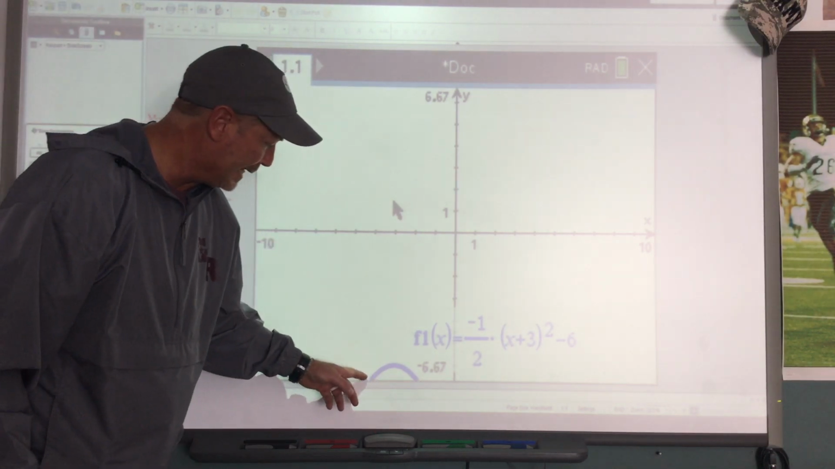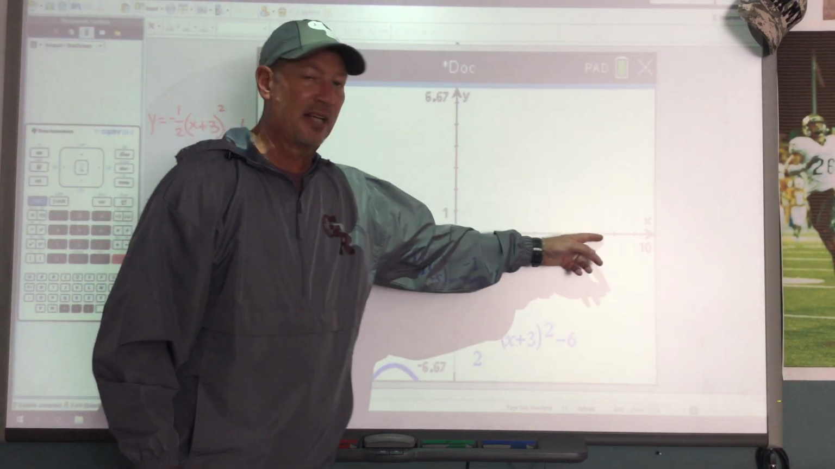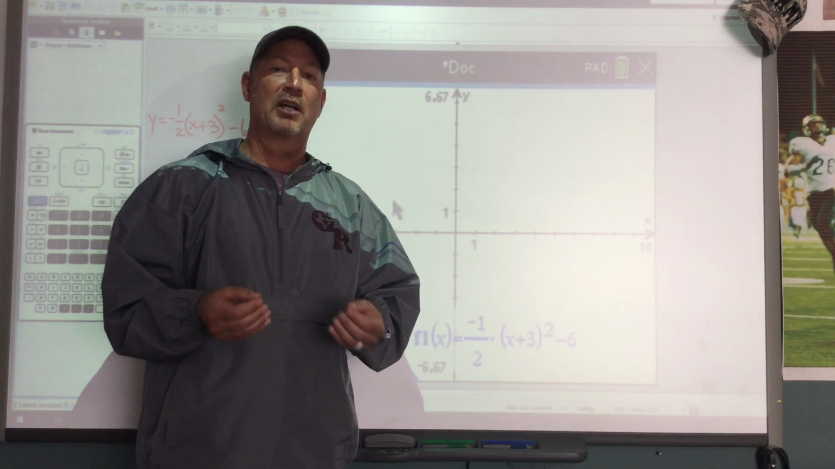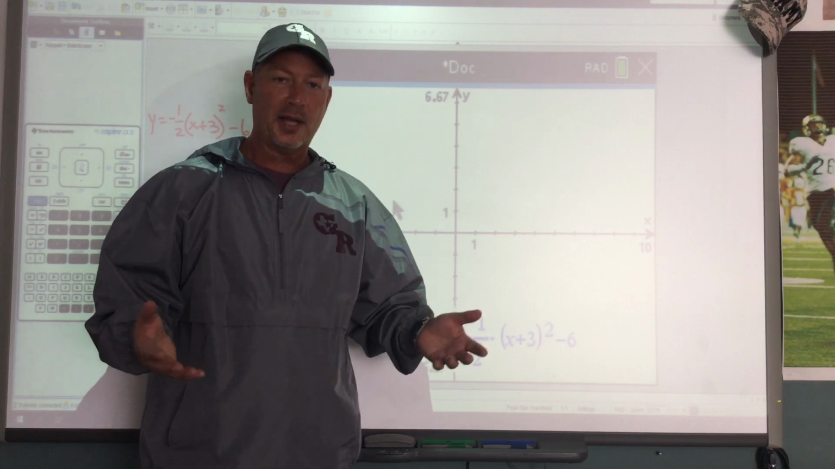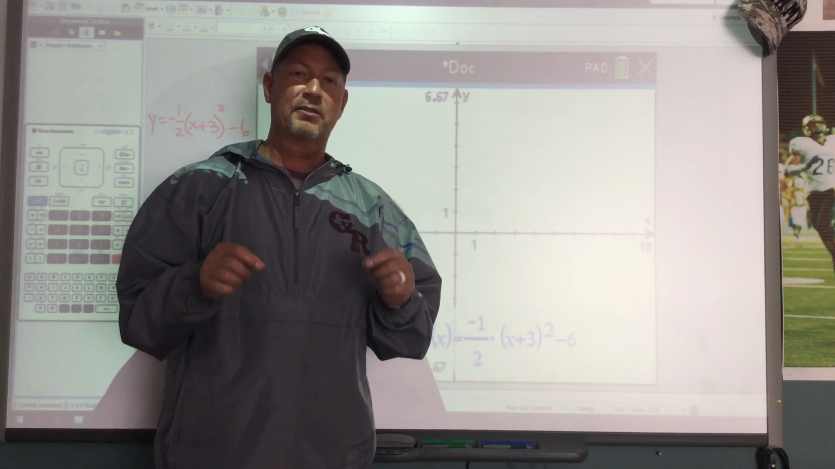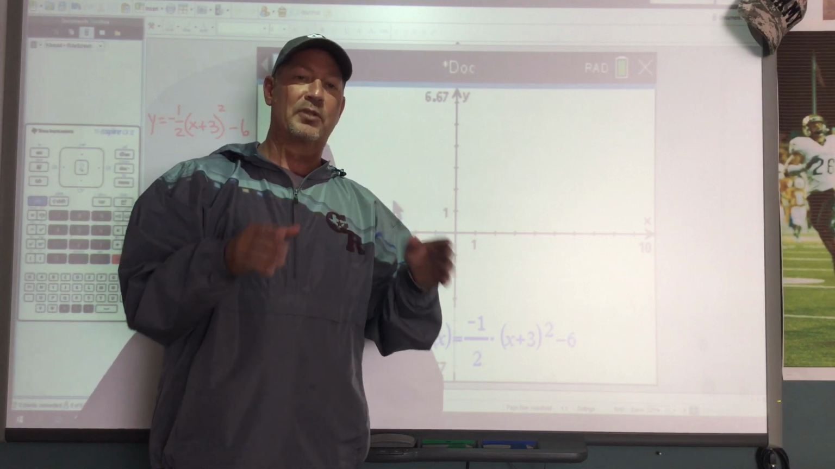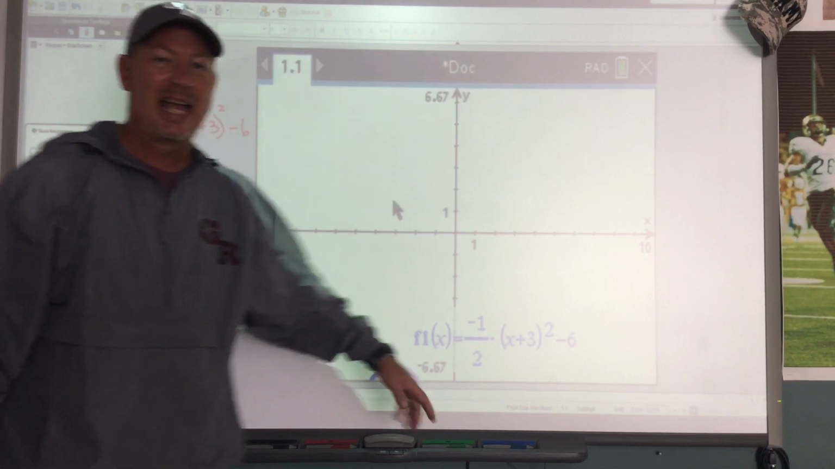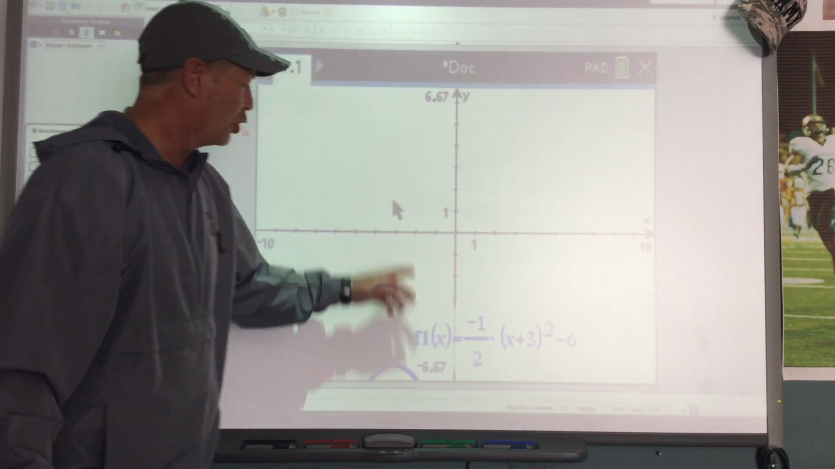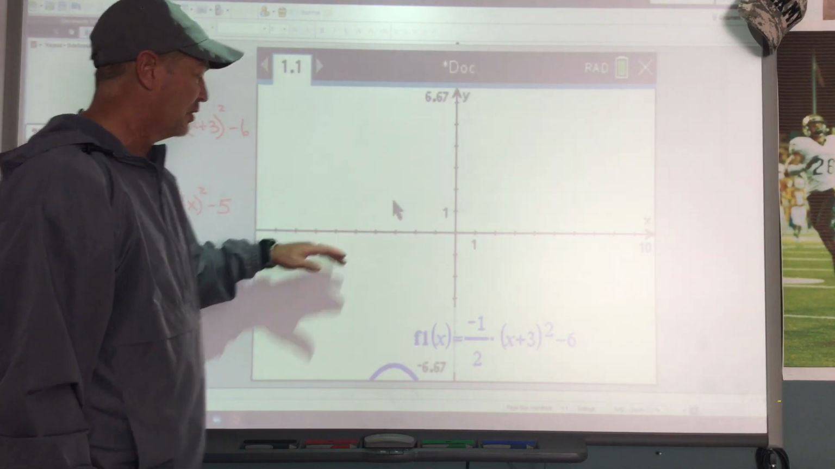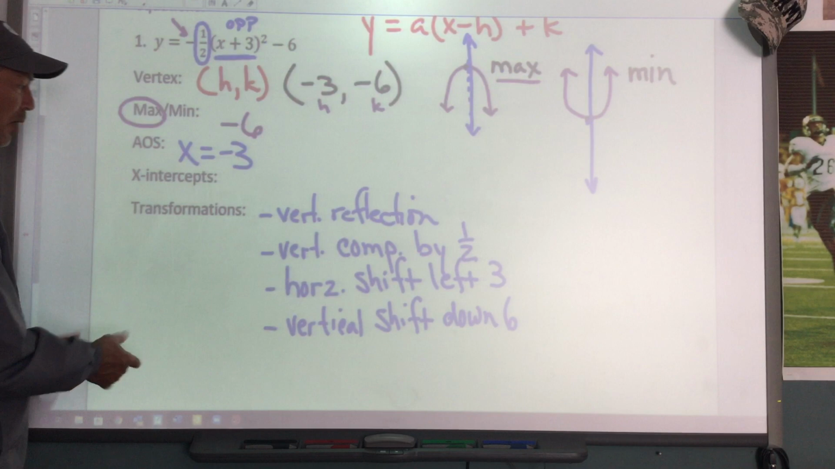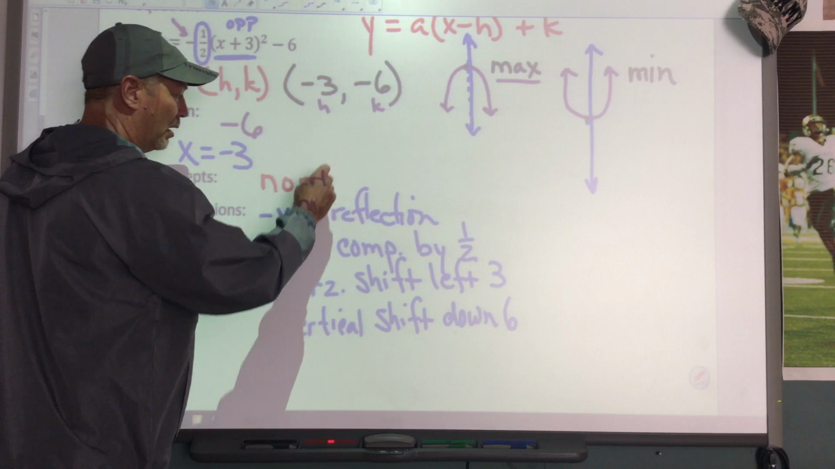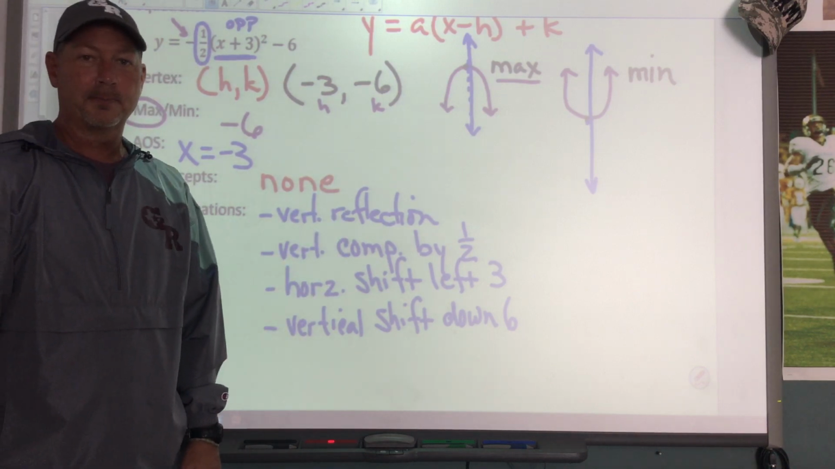Now, look at my graph. My graph is way down here. It doesn't touch the x-axis. So what does that mean? If my graph never touches the x-axis, then I will not have x-intercepts. X-intercepts means where does the graph intercept or touch the x-axis? My graph is way down here at -6, and it's opening downward. It's going away from the x-axis. It never touches it. So when we go back here to our problem, when it says x-intercepts, we would write none on this problem. Okay?